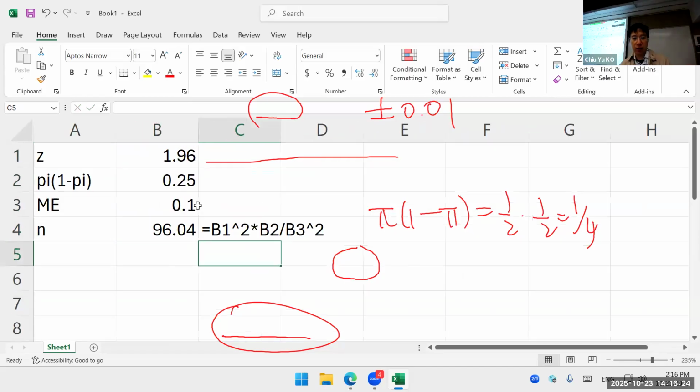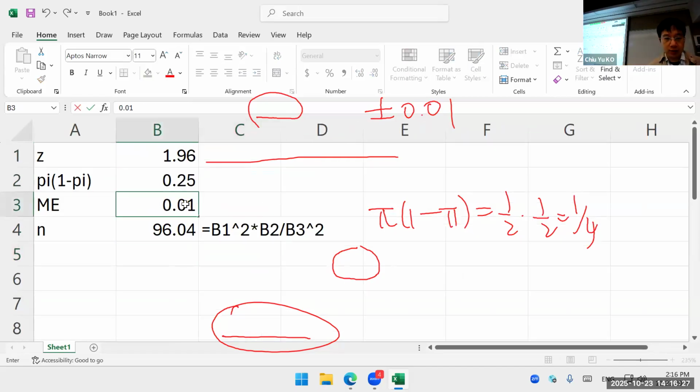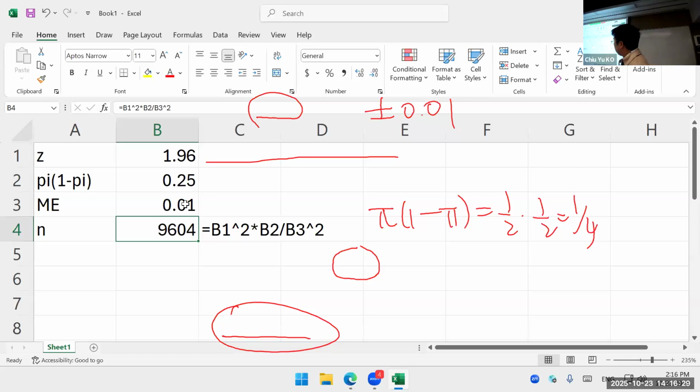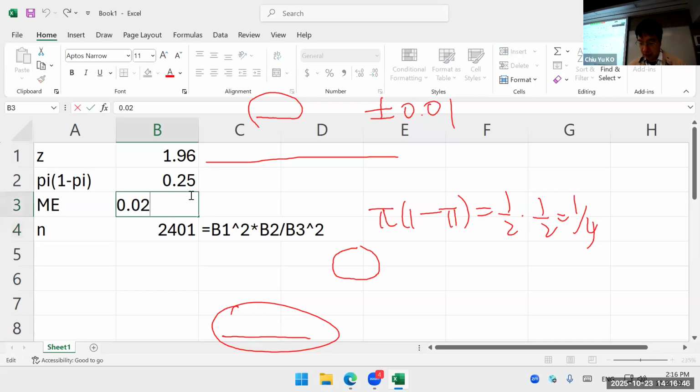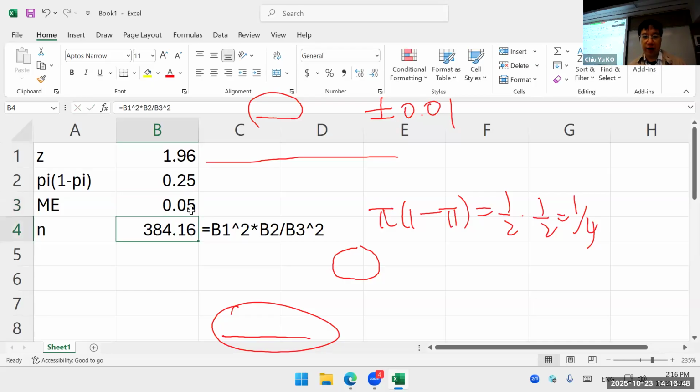So if I do this, you need around 10,000 for 0.01, right? And if you just want 0.02, it's just 2,000. If you want 0.05, it's 500. If you want 0.03, that is like 1,000. Why do I want to focus on the number 1,000?